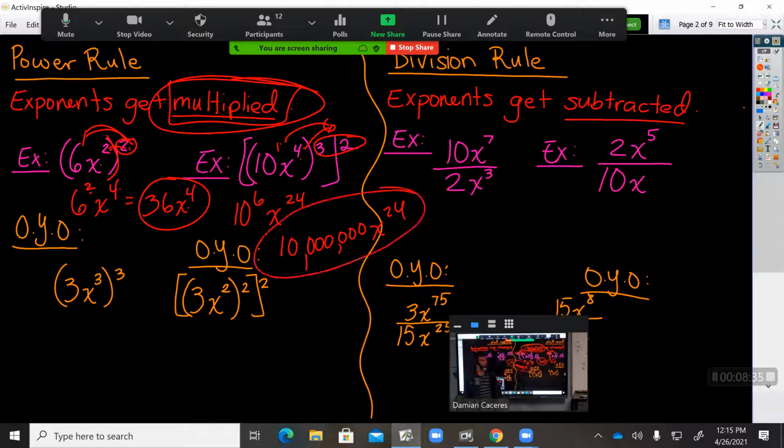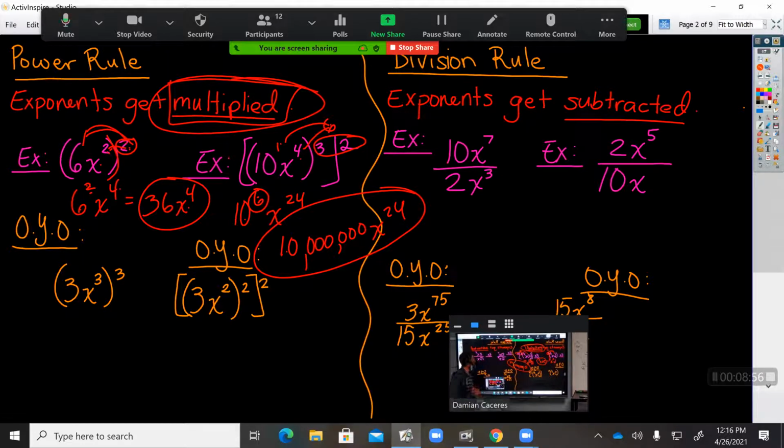X to the 24th. Now, how did I do that so quick? A 10 with an exponent, that's how many zeros you have on the 10. So 10 and 6 zeros. You with me? It's not that difficult. Don't get crazy because it's 10 million.